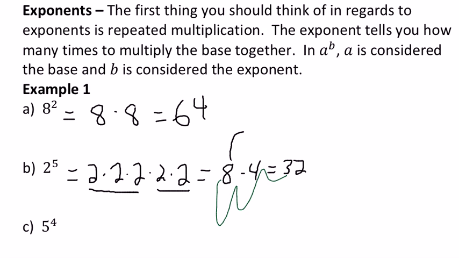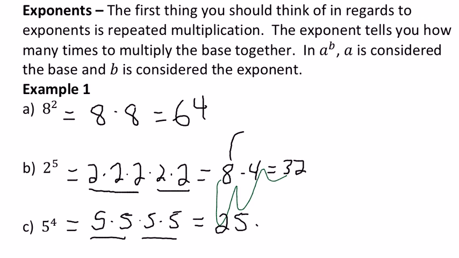And then finally you have 5 to the 4th. 5 to the 4th is just 5 times 5 times 5 times 5. And when you do that, you can do it like we did before, which is pick 2 pairs. So 5 times 5 is 25, 5 times 5 is 25. So now 5 to the 4th is the same as 25 times 25, which just equals 625. So the value of 5 to the 4th is 625.